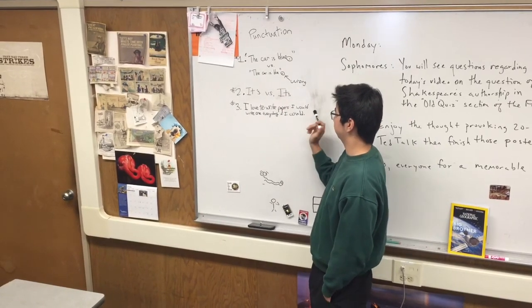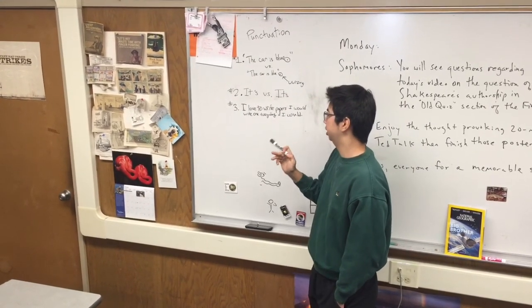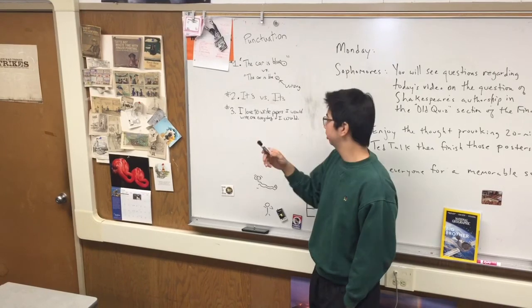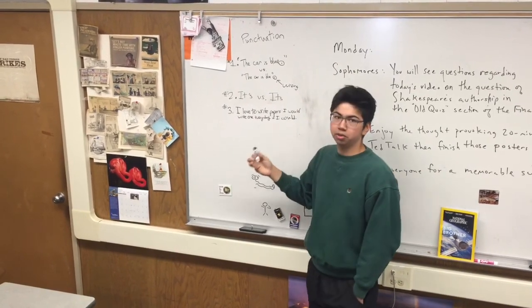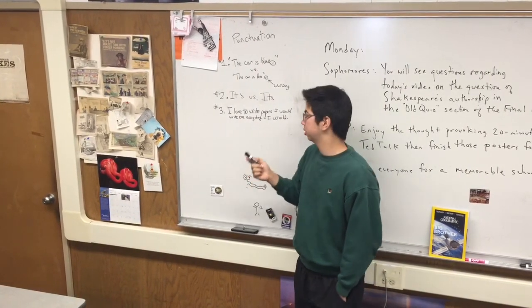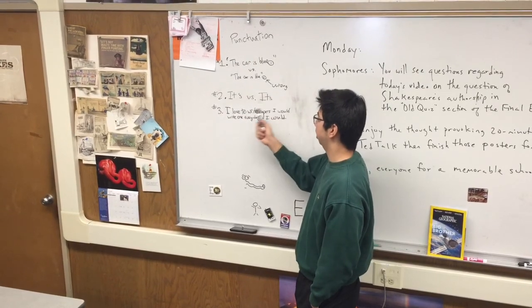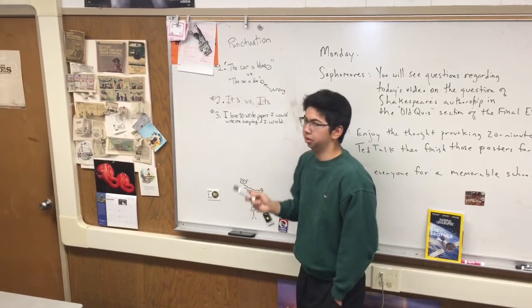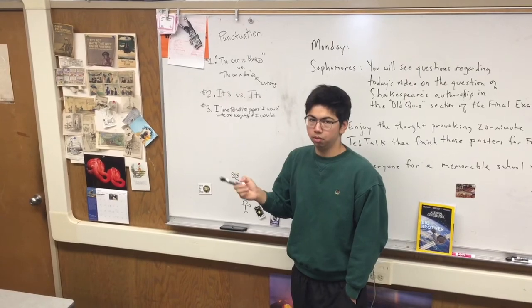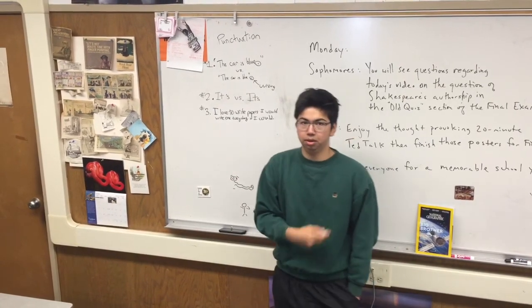And the third example is a run-on sentence. So that's when you have two independent clauses that aren't properly separated. So this is kind of common in conversation, but you wouldn't write something like this because it doesn't make sense. I love to write papers. I would write one every day if I could. So either you would separate that with a comma or you would separate it with a period.